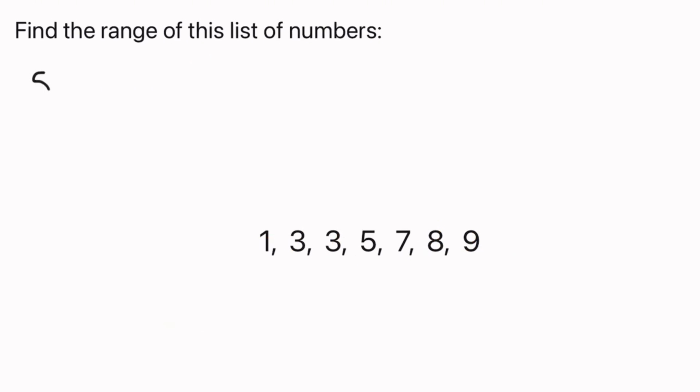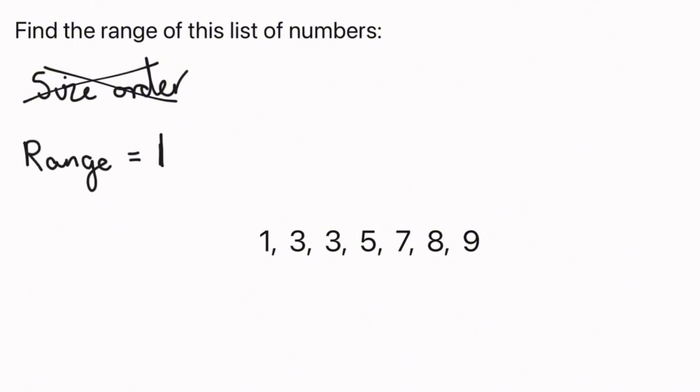When finding the range of a list of numbers, size order does not matter. The size order only matters for the median, and no other averages. To find the range, we must do the largest number take away the smallest number.